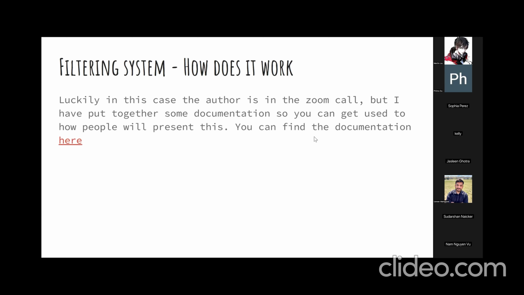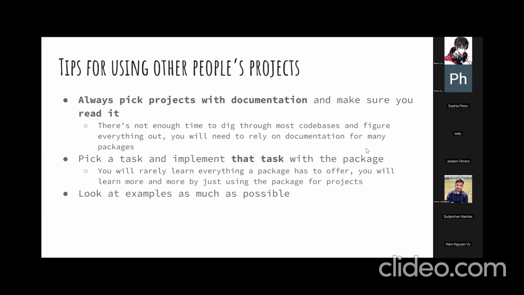So the way it works is that you can see there's some documentation already set up to see how you can present this, and you can find it on the link given over here. When you're using other people's projects, you should always pick projects with documentation, and you have to make sure you can read it. That way, you'll at least understand how a certain component was implemented on their page, and then how you could try implementing a similar type of solution onto your own. And then try picking one task at a time, implement that task with the package, and then again, look at as many examples as possible, as that always helps.